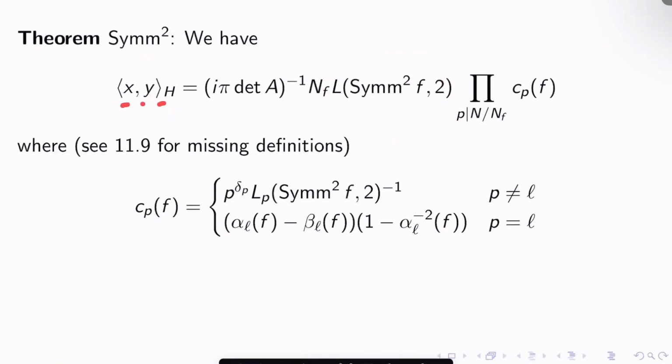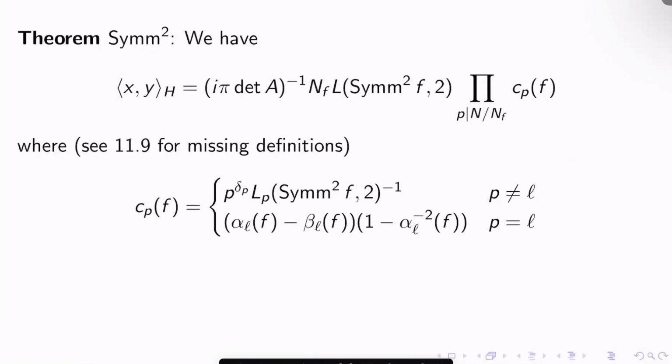Bracket xy sub H is nothing but I pi times the determinant of A inverse times n sub F, which is the level of F, times L of sim squared F comma 2, times the product over primes P dividing the quotient n over n sub f, the n given to us and the level of f, of the C sub P of f's. And the C sub P's were defined this chapter as well. Okay. Oh, it looks like I actually give you the definitions again here.